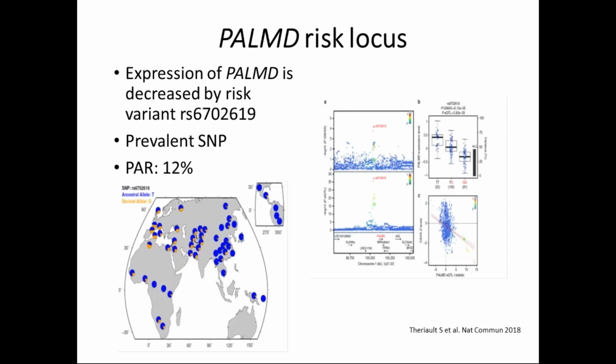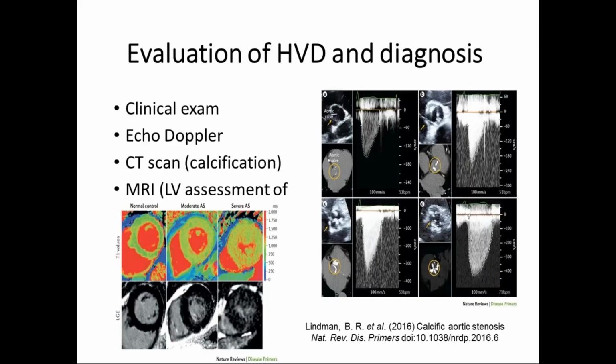Another gene that has been recently discovered is the PALMD gene. This risk variant is highly prevalent, at least in populations of European descent. About 50% of these populations are carriers of the risk allele. It decreases the expression of that gene within the aortic valve, increases the risk, and it explains about 12% of the cases among the general population. So a significant genetic risk factor. Next.